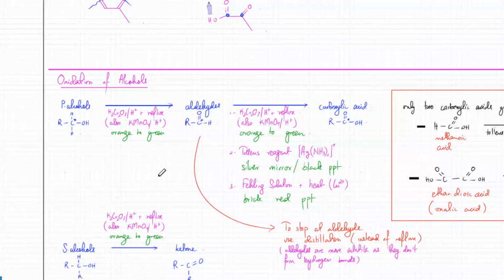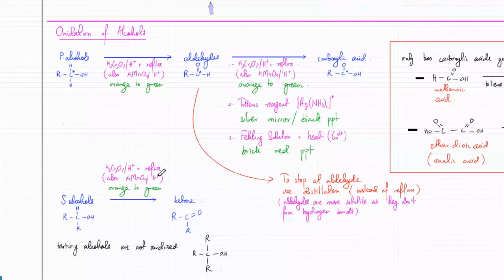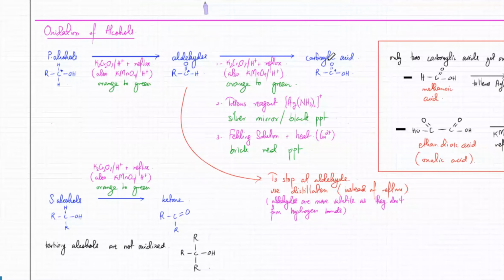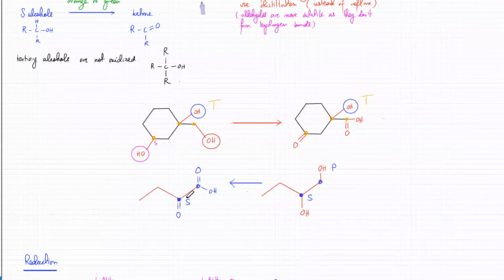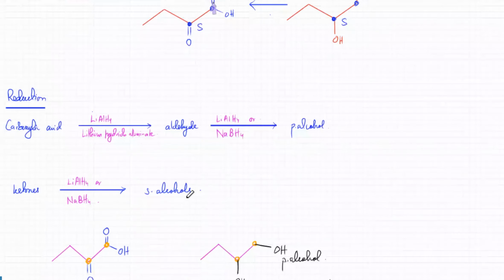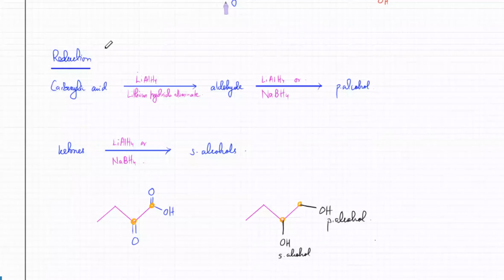We did the oxidation of alcohols. We talked about primary alcohols turning into aldehydes and then turning into carboxylic acids. Secondary alcohols were turning into ketones. And we did some examples for that as well. And we did the reduction, which was the reverse, where a carboxylic acid would turn back into an aldehyde, and then back into a primary alcohol. So we did that as well.